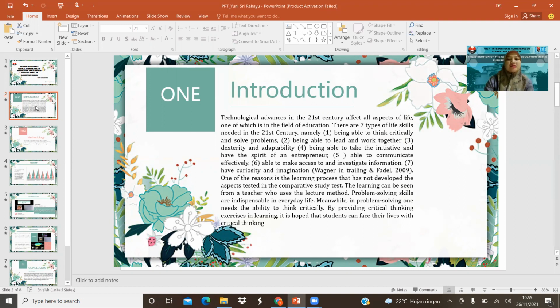One of the reasons is that the learning process has not developed the aspect of critical thinking. The learning can be seen from a teacher using the lecture method. Problem solving skills are indispensable in everyday life. Meanwhile, in problem solving, one needs the ability to think critically. By providing critical thinking exercises in learning, it is hoped that students can face their lives with critical thinking.